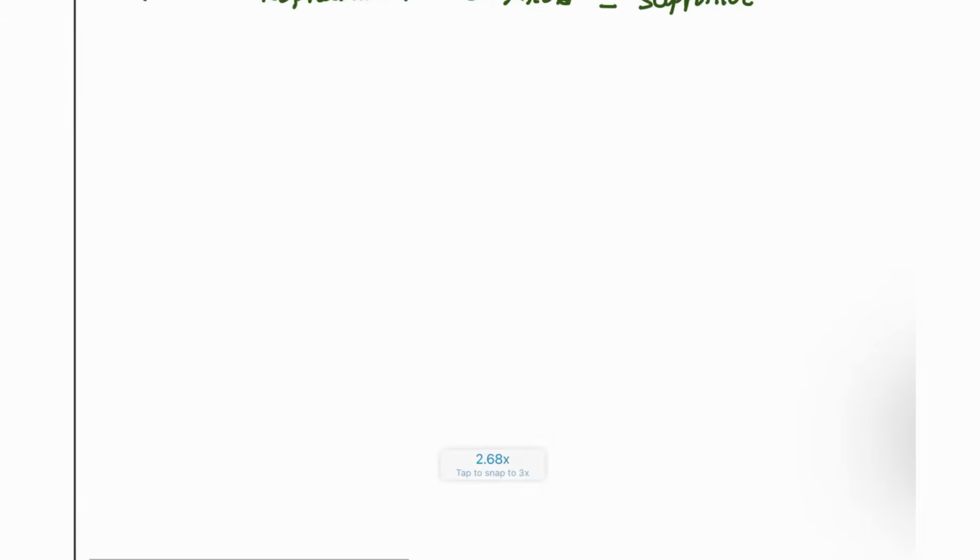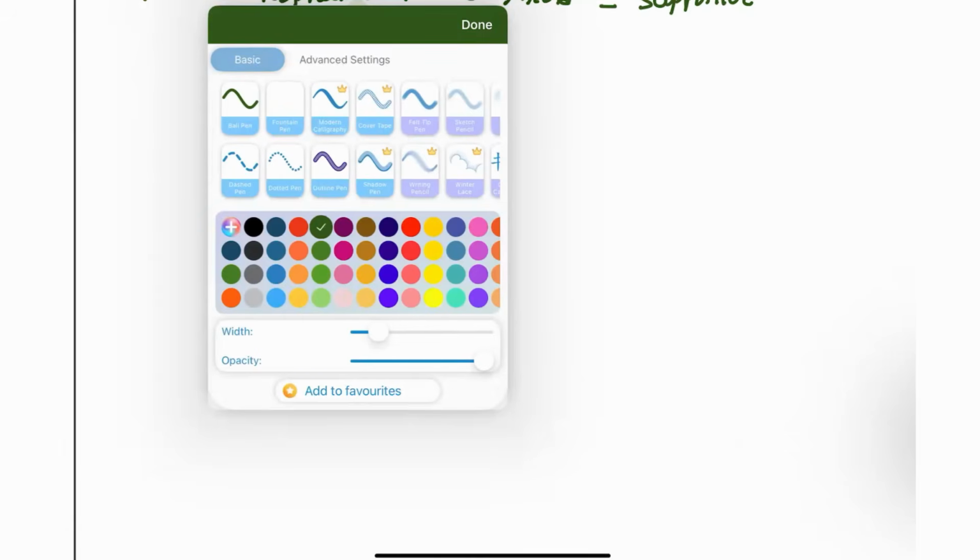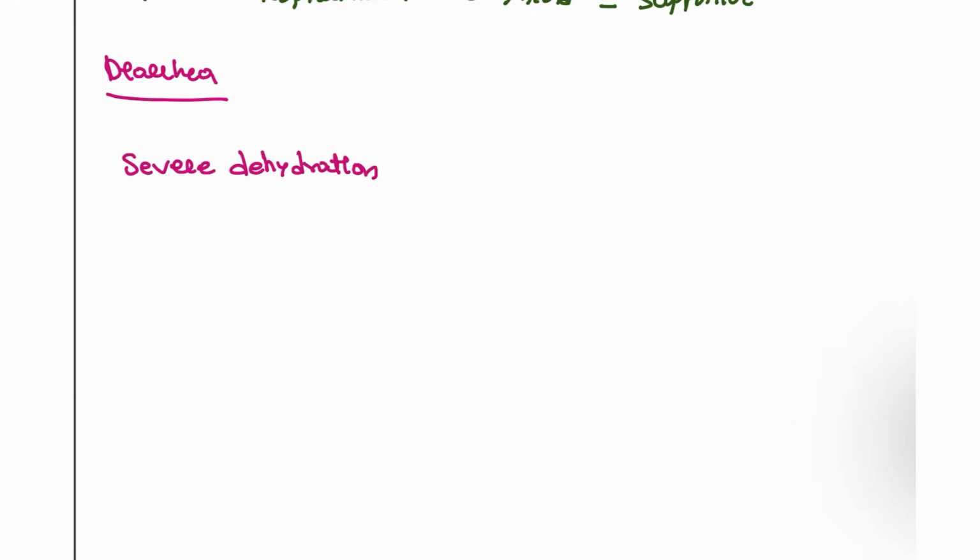Next, we have another category, that is diarrhea, right? For the diarrhea condition, you are going to see the IMNCI guidelines, in the same pattern. This is divided into three different classes. One is severe dehydration. So what does severe dehydration mean?